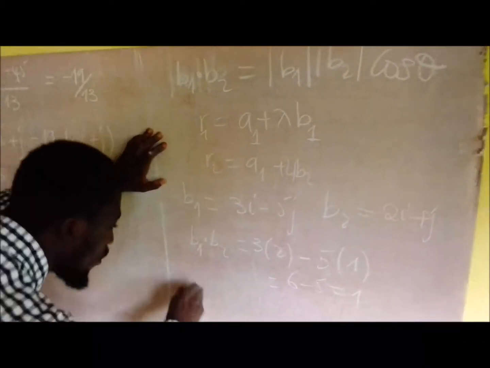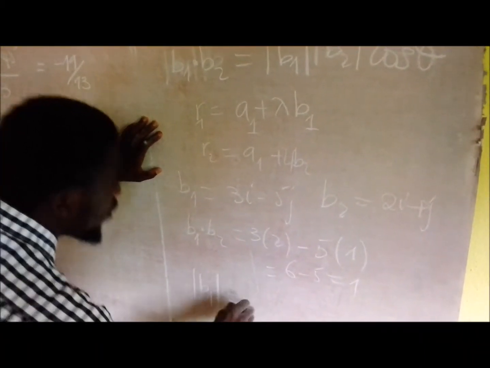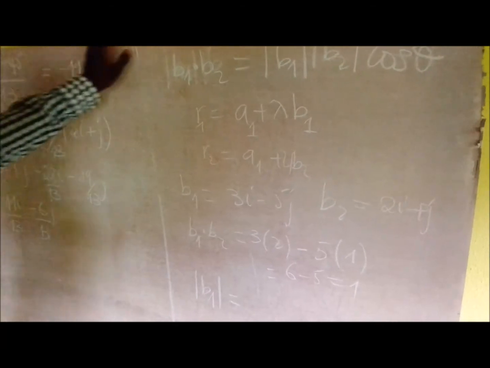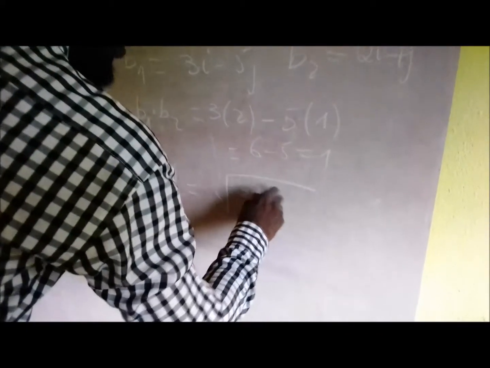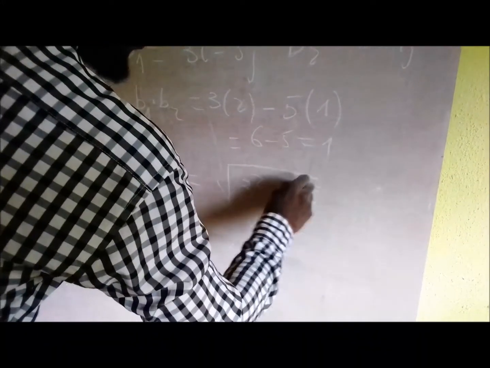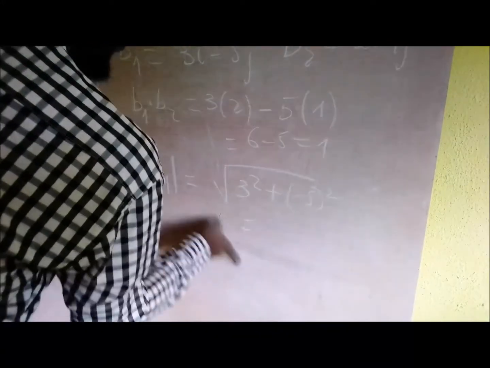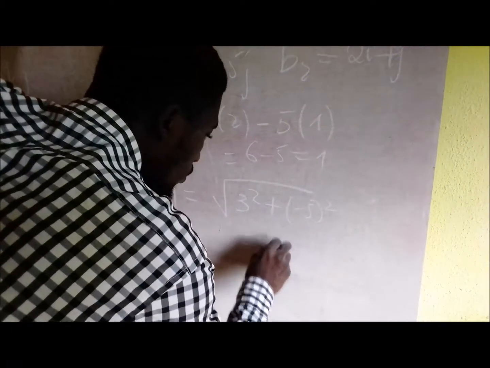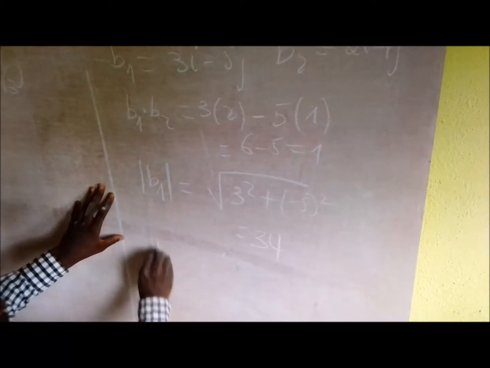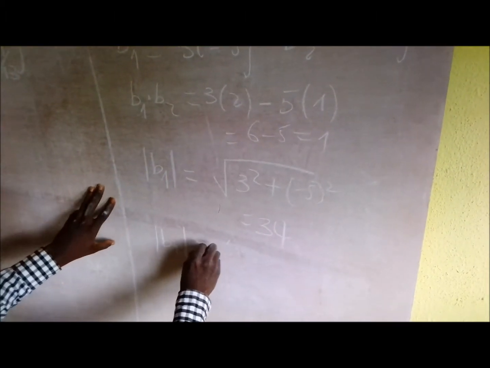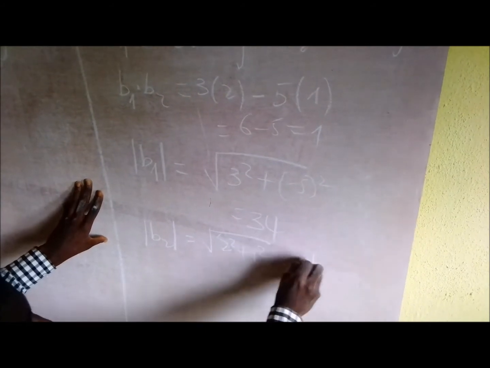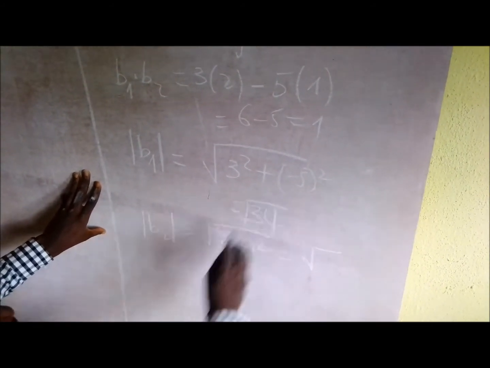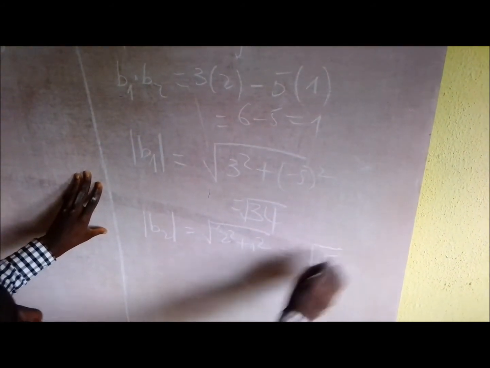And then also the magnitude of B1. To find the magnitude of a vector, you just square the components. The magnitude of B1 will be the square root of 3 squared plus negative 5 squared. So it's going to give me 9 plus 25, which is 34. And then I have also the magnitude of B2, which is equal to the square root of 2 squared plus 1 squared, so that gives me the square root of 5. So here is the square root of 34, and here is the square root of 5.